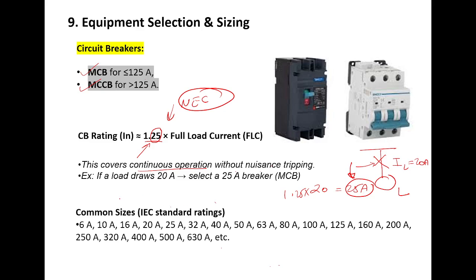And here I mentioned the standard sizes that you can easily find in the market. These are the default sizes: 6 amperes, 10 amperes, 16, 20, 25, 32, 40. If your calculated circuit breaker value is around 27 amperes, you will not find a 27 ampere circuit breaker in the market, so you will take a 32 ampere circuit breaker. So this is about your circuit breakers.